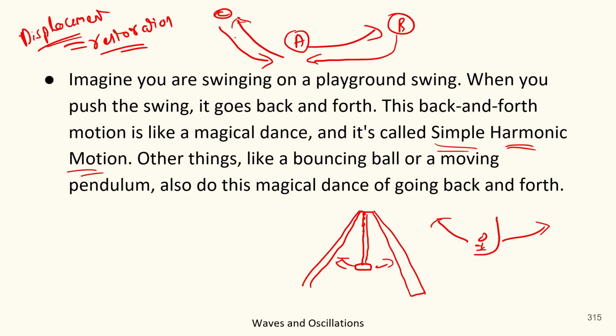Okay, so on this swing, you are going forward and then coming back to the position, and then you go backward and again come back to the position. Got it? So this scenario is because of simple harmonic motion.